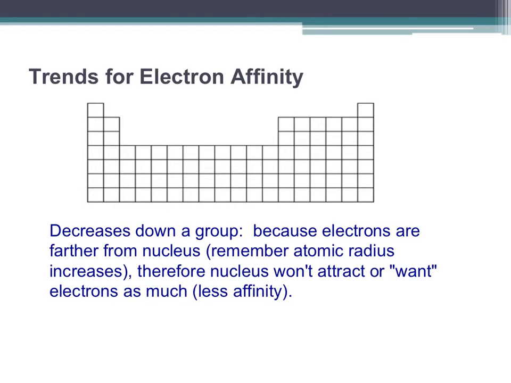Okay, so we're going to look at the trends for electron affinity as we go down a group. As we go down a group, electron affinity decreases. The reason being is that electrons are further from the nucleus. Remember that the atomic radius is increasing as we go down a group. And that means the nucleus, which has the positive charge, is not going to attract or, for lack of a better word, want electrons as much. So that means it has less affinity. So as you go down a group, the electron affinity is going to decrease.